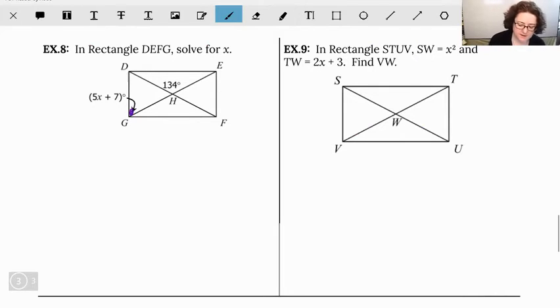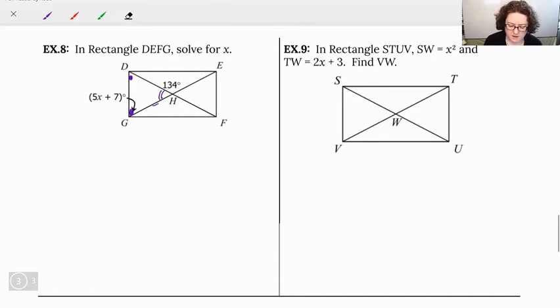I could say that this angle, the bottom half of D, or angle GDH, that one's equal to 5x plus 7, but doesn't really get me close to the 134. And same thing, I could put it on the opposite sides. It doesn't really help me out. But what if I knew this angle in here?